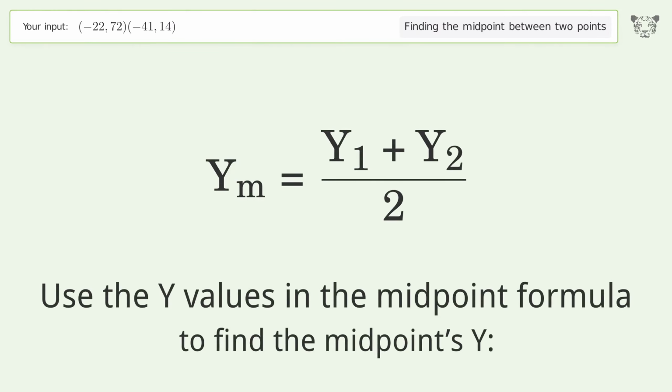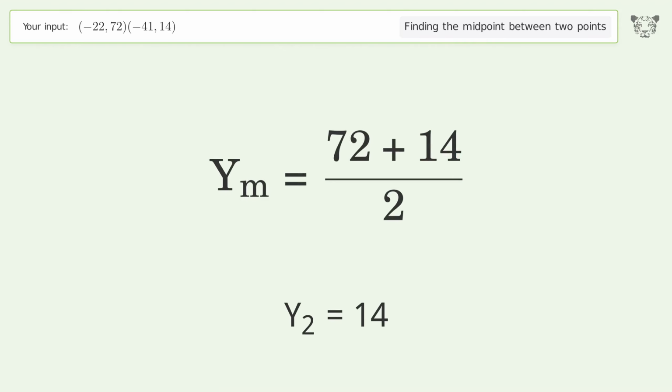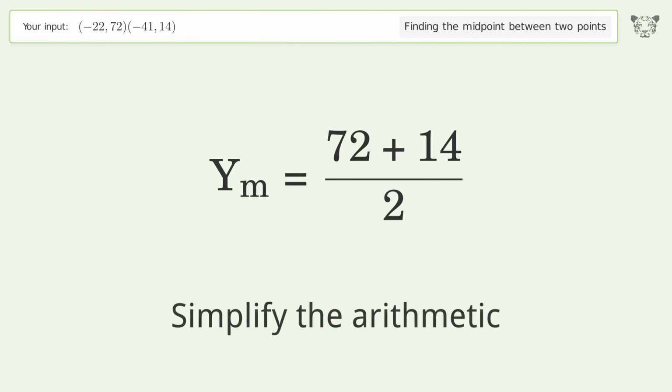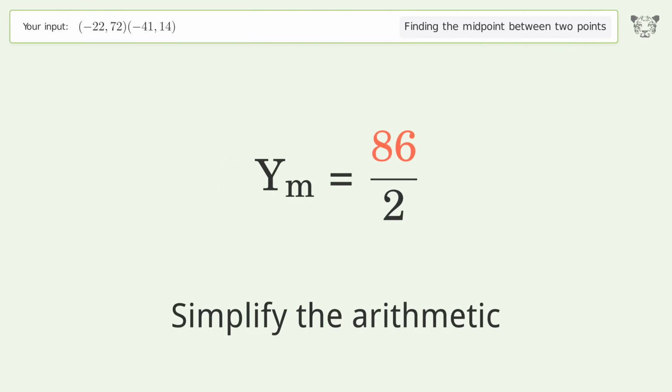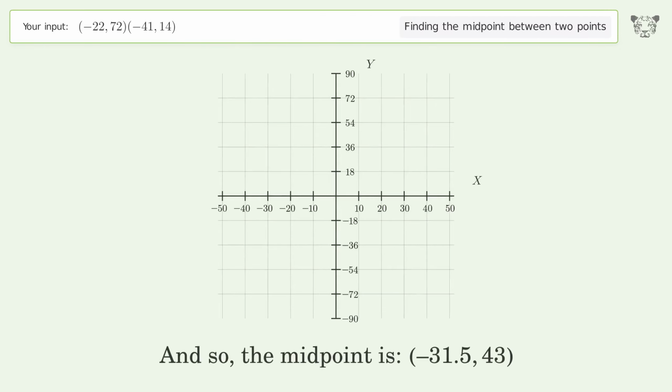Use the y values in the midpoint formula to find the midpoints y. y1 equals 72. y2 equals 14. Simplify the arithmetic. And so, the midpoint is negative 31.543.